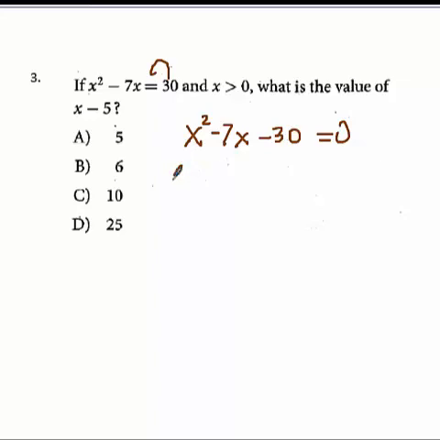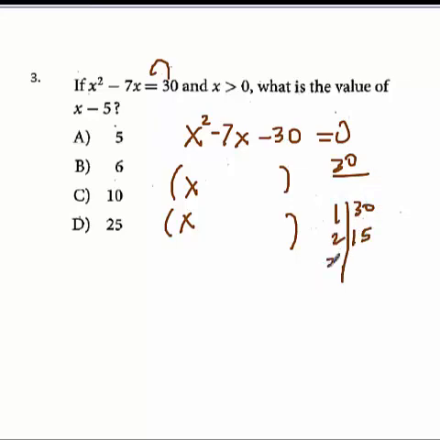Well, let's see. Factors of x squared would be x and x. And possible factors of 30, let's see, 1 and 30, 2 and 15, 3 and 10, or 5 and 6. So let's see, what would I use to make a 10? Well, I have a 7. So the only way I can make a 7 is by using 3 and 10.